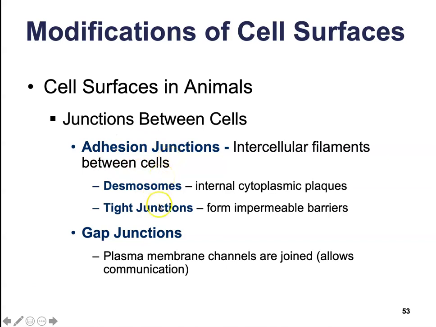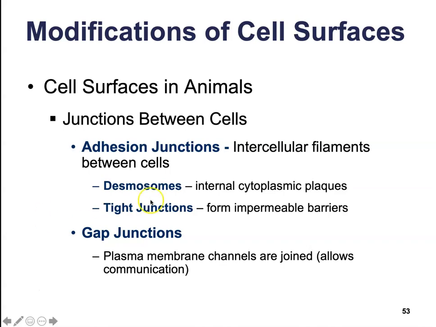I'm giving you two different examples of adhesion junctions. I think the one to think about is tight junctions. So think about tight junctions as junctions between cells that basically form impermeable barriers, so things cannot get through. You do not want things to get through these junctions, okay?